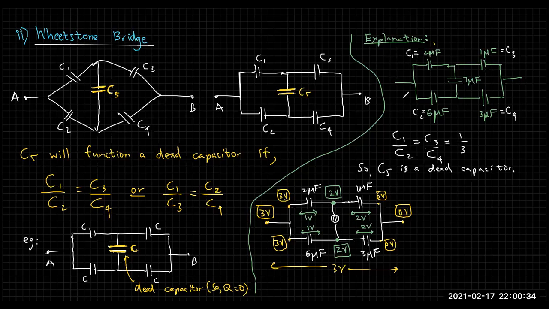Right. So let's keep this in mind hereafter. A very important aspect: the ratio. How is the ratio? For the adjacent capacitors, C1 divided by C2 should be equal to C3 divided by C4. All right, fine.